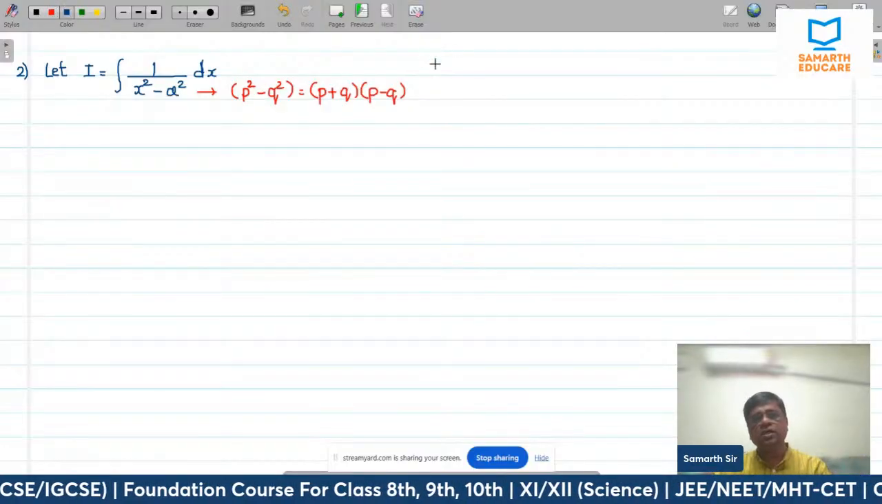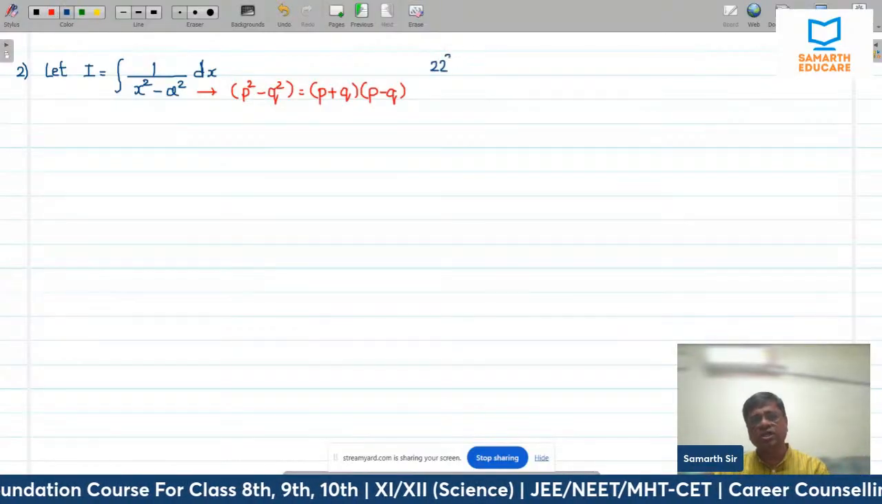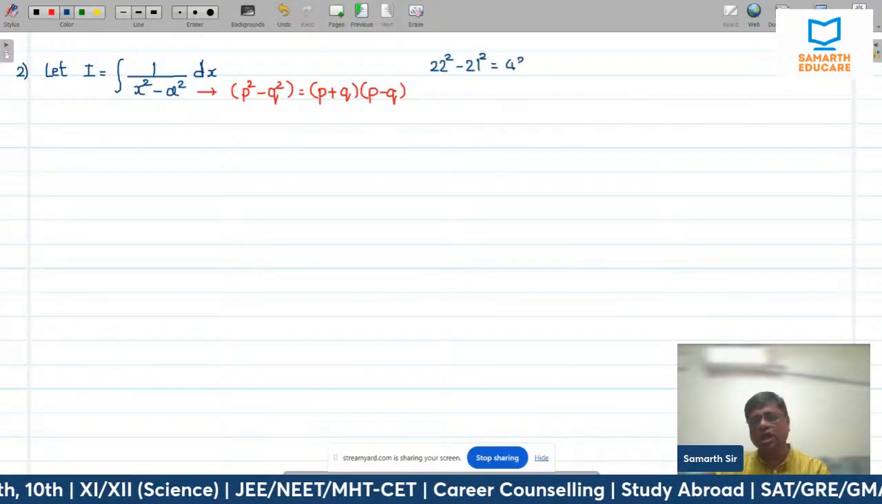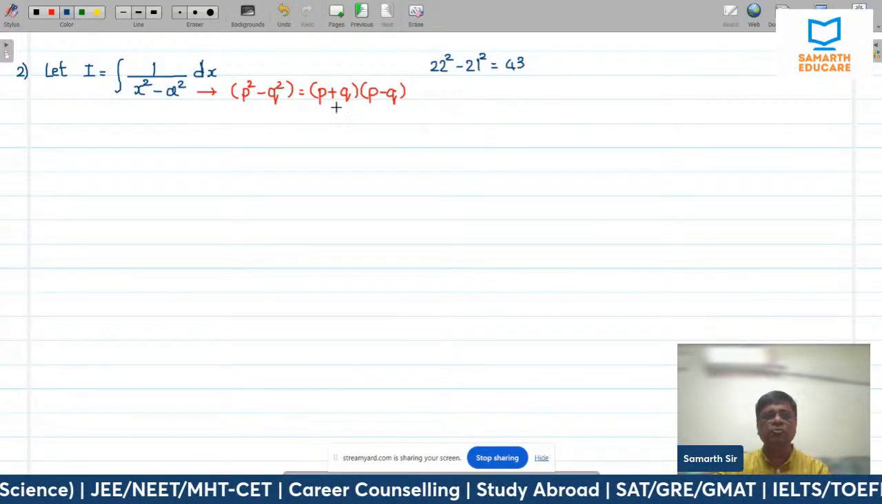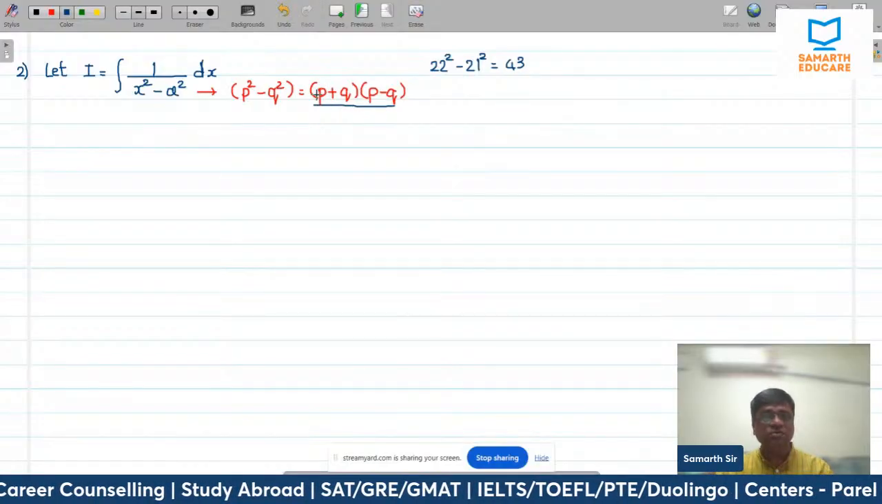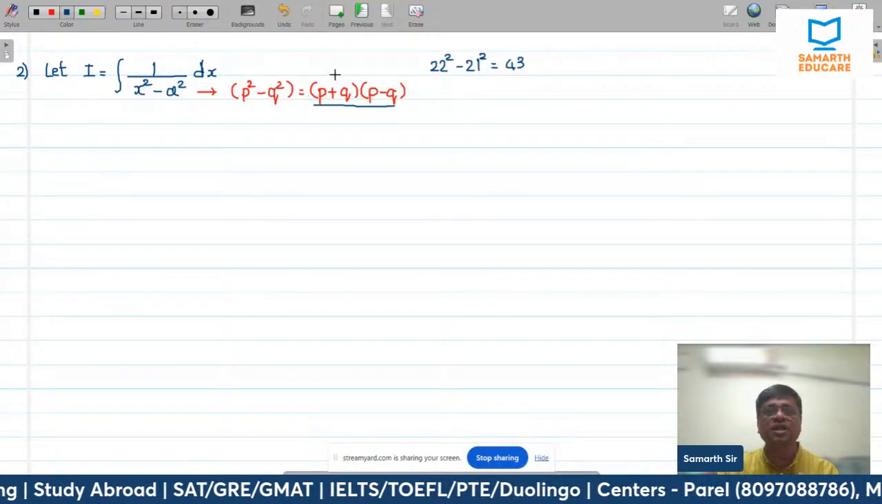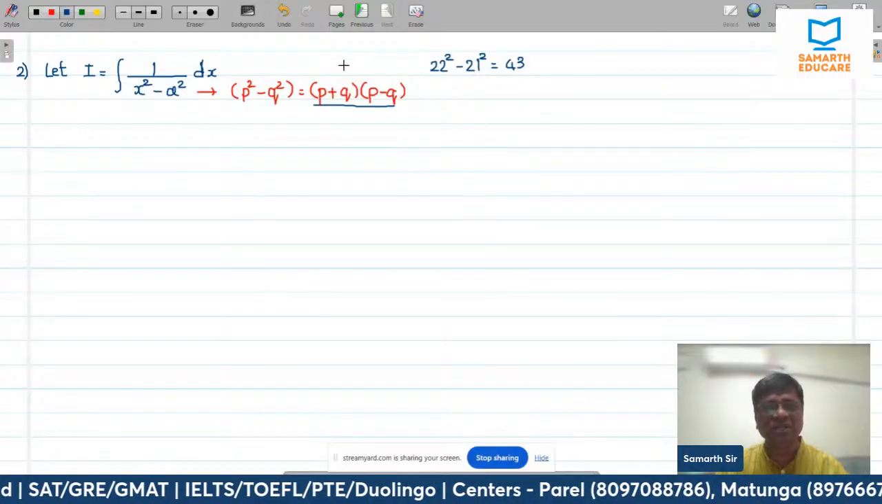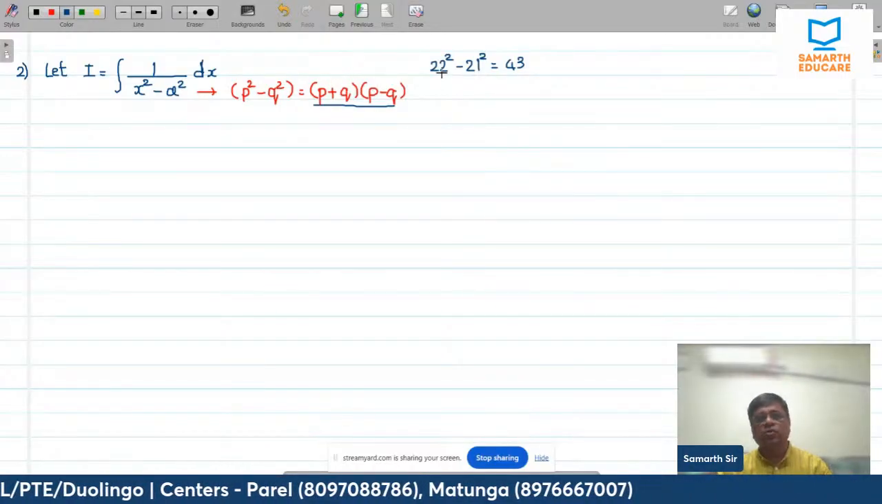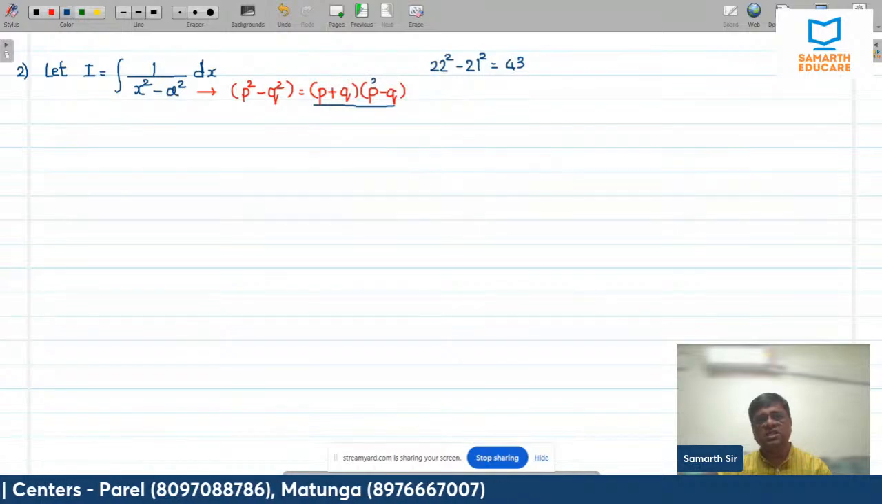Suppose you are taking 22 square minus 21 square. This is a random example. The answer is 43. How do I get this answer as 43? I'm using this principle. Remember, I'm using this principle. So not just learning, if you can apply it in life, mathematics is very interesting and very easy. Right? See why? Because 22 minus 21 will be the second bracket.